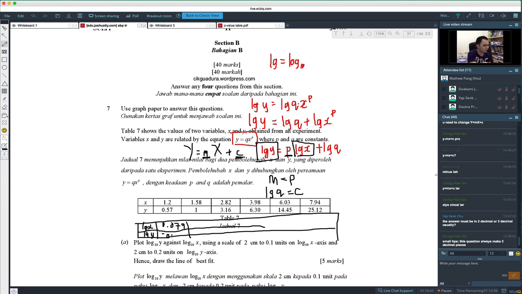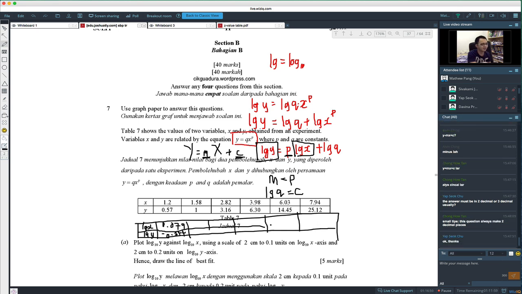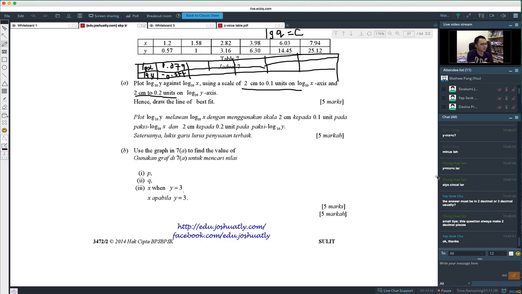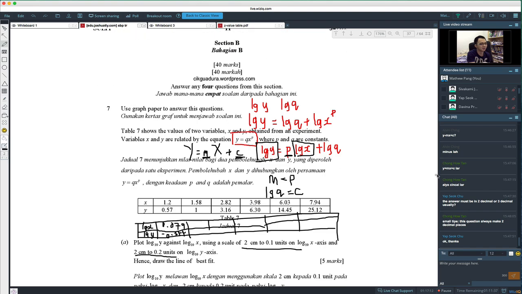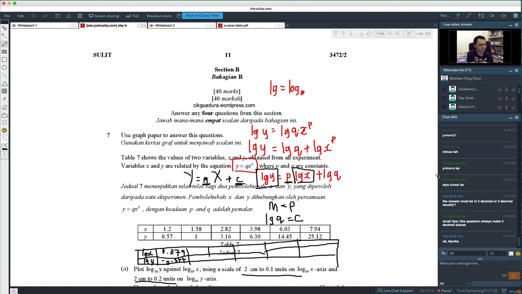So you need to find all the values in terms of log. That means you have to log all the values in the table, and then you just sketch the graph using the scale they give you, draw the line, and use your graph to find your gradient and your vertical intercept. Because I do not have the graph paper here, I will basically skip this question, but I will give you more idea on how to do this one.